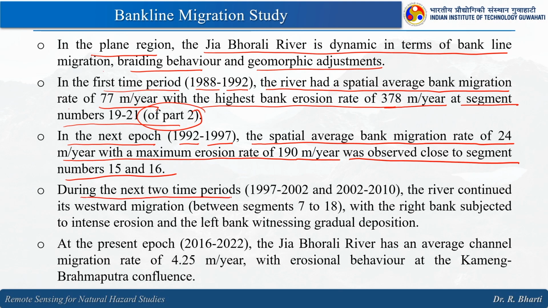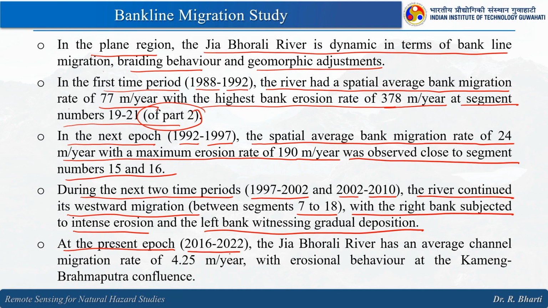During the next two time periods, 1997 to 2002 and 2002 to 2010, the river continued its westward migration between reaches 7 to 18, with the right bank subjected to intense erosion and the left bank witnessing gradual deposition. In the present epoch, 2016 to 2022, the Guwahati river has an average channel migration rate of 4.25 meters per year, with erosional behavior at the Kolong-Brahmaputra confluence.